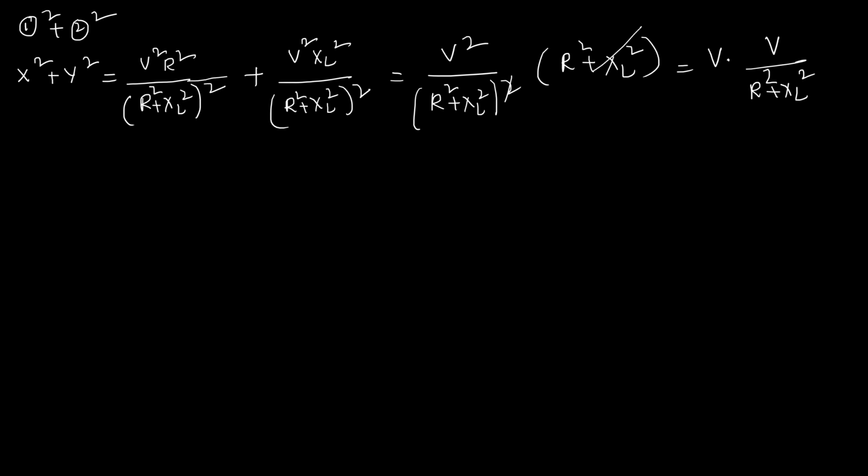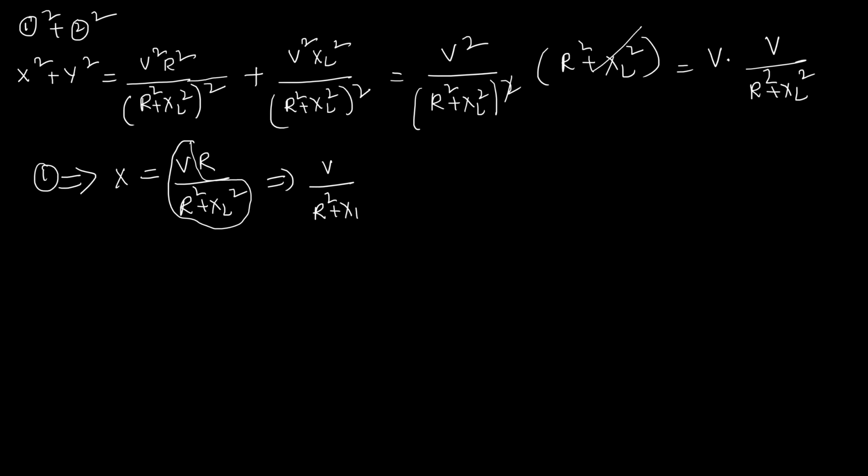Now what should we consider? In the previous case we considered the second equation. Now you consider the first equation. So from the first equation, what can you write? The first equation is, the x component is equal to VR by R square plus XL square. So this portion, V by R square plus XL square, can be written as x by R. Okay, so use that in this equation.